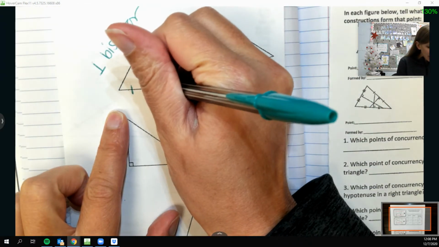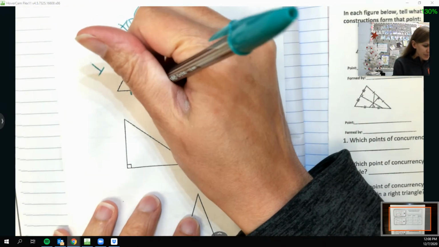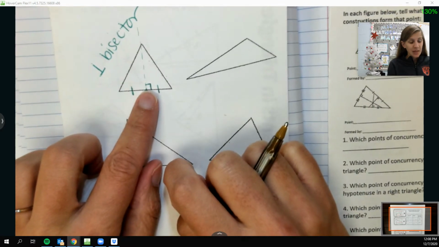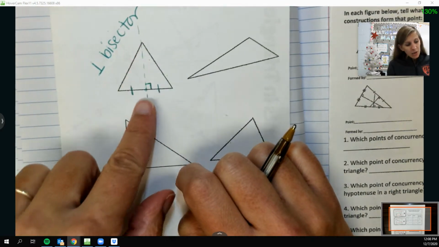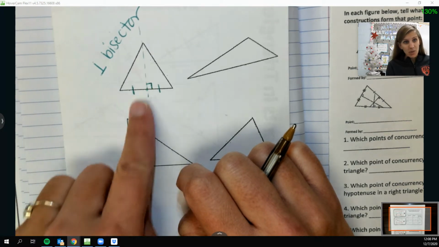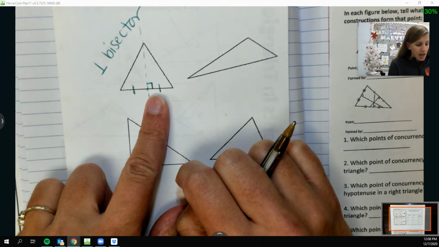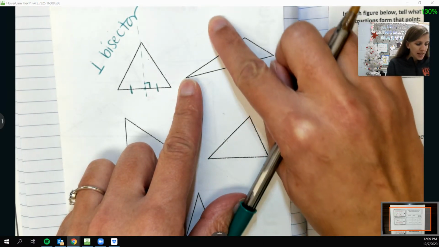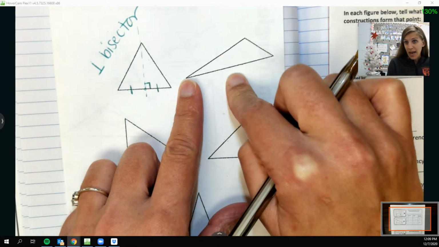And then I also need the perpendicular part. So it's really two things: bisector, perpendicular. Now, it may or may not go through the angle opposite. The reason that it goes through the angle opposite on this one is because this is an equilateral triangle. That won't always happen. Like on this one here, if I were to cut this side in half perpendicularly, the line would not go through the angle opposite of it, and that's okay.